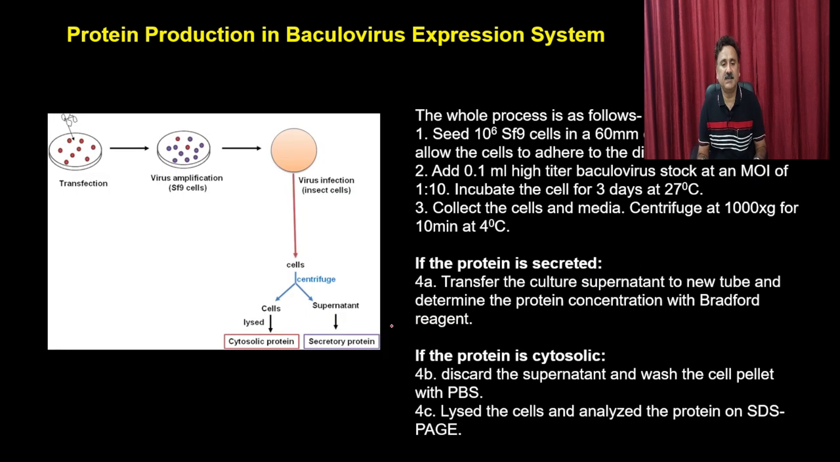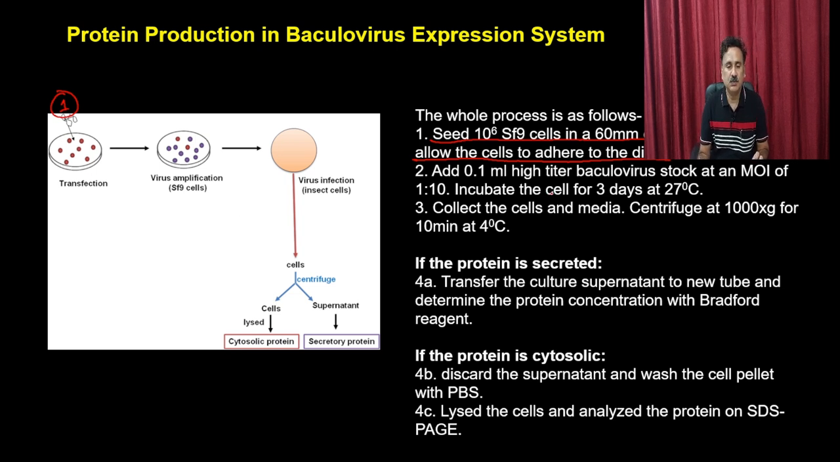And these are some of the steps that you are going to do. The first step is the transformation. You are going to seed 10 to the power 6 Sf9 cells in a 60 mm culture dish and allow the cells to adhere to the dish, right? So this is what you are going to do.